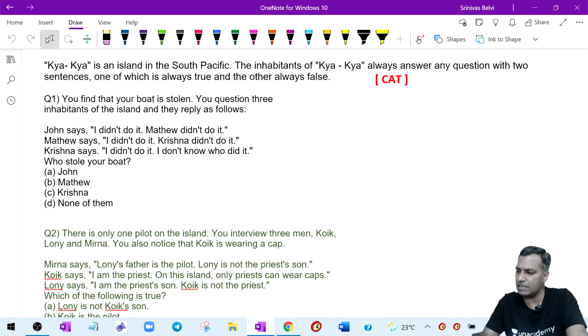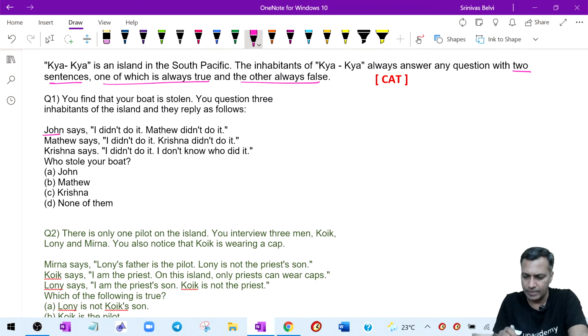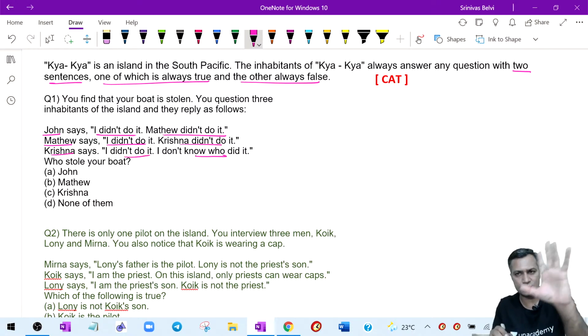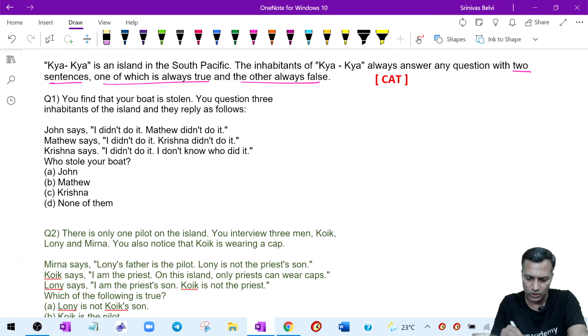Everybody makes two sentences, one of which is always true, the other is always a lie. Technically, John made two statements. Similarly, Matthew made two statements. Krishna made two statements. Two statements, one is true and one is false. Read these statements once.